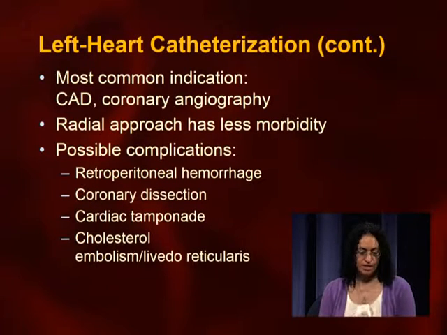So possible complications from cath are, if it's a femoral approach, retroperitoneal hemorrhage. That's a very important one to know. And then with both approaches, you could have coronary dissection, cardiac tamponade, or cholesterol embolism and livedo reticularis.